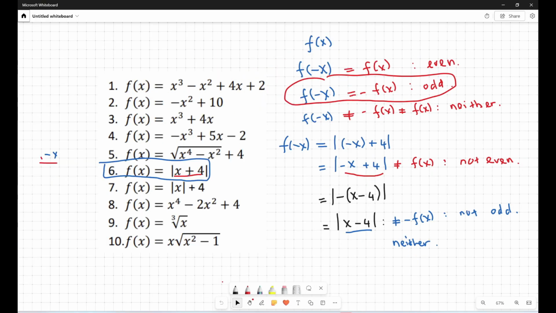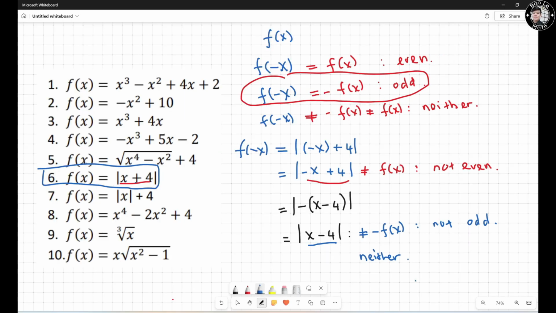Now, my question for you. Is there any function that's both even and odd? And it's a good time to stop.